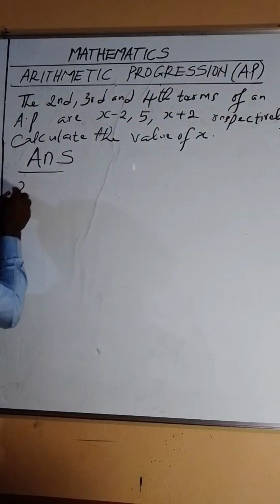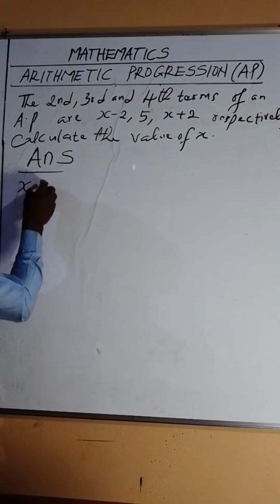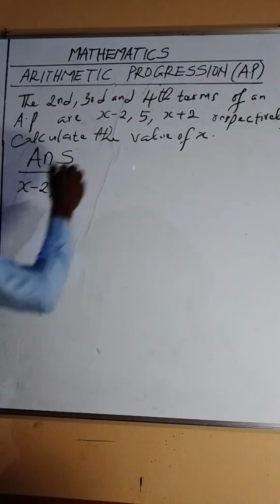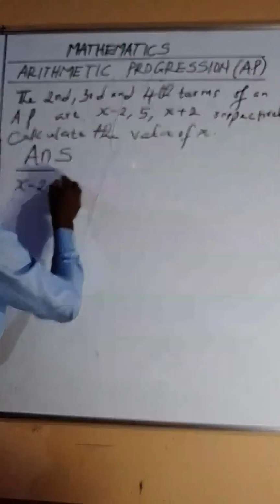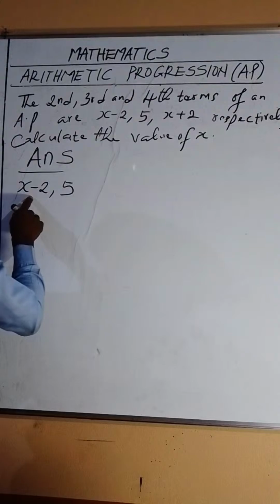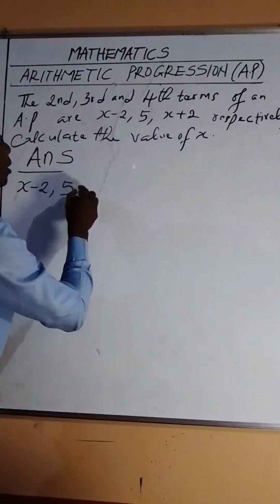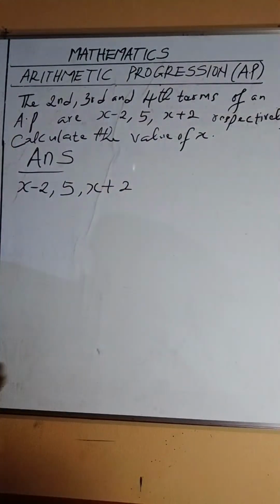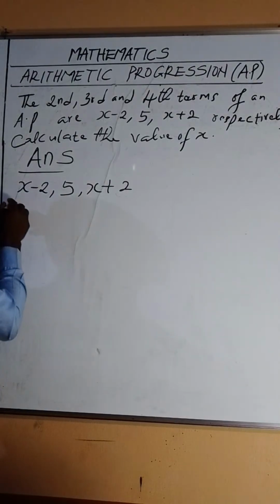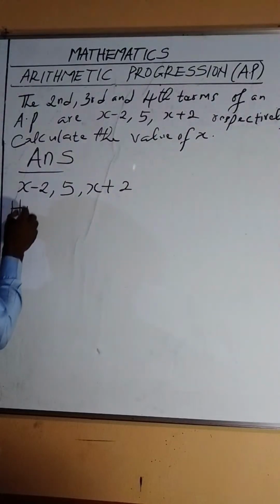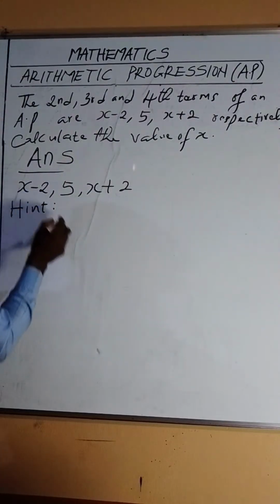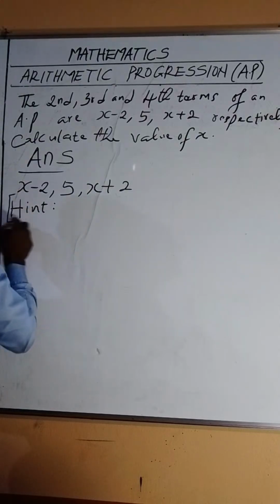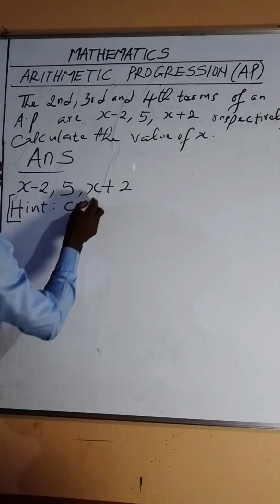So the first one is x minus 2. Then the next one is 5, this is the second one rather. Then the other one is x plus 2. Now it's very easy. There's what we call common difference. The hint is that we are using common difference.